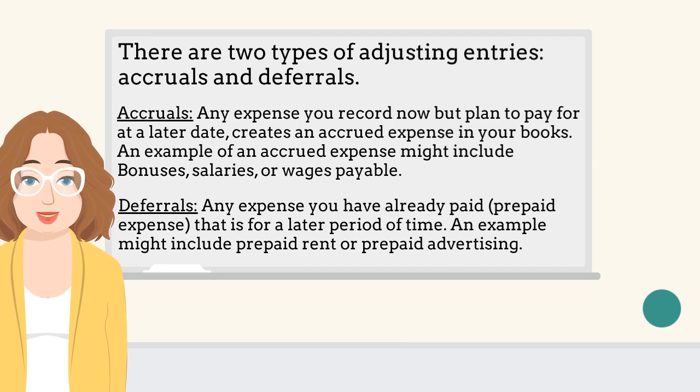The second category is deferrals. Deferrals are any expense you have already paid, like prepaid expenses. An example might include prepaid rent or prepaid advertising.